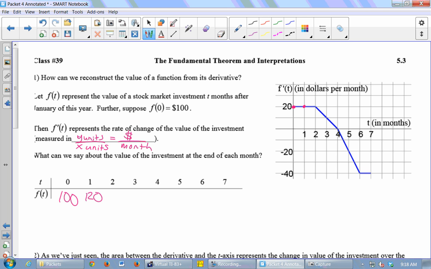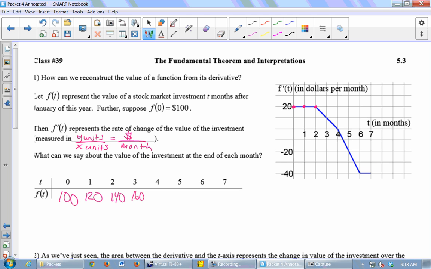And then in month one, my investment continues to have a rate of change of $20 per month. So that means that by the time I hit month two, my investment should be worth $140. In month two, my investment is changing by $20 per month. So by the time I hit month three, I should have $160.